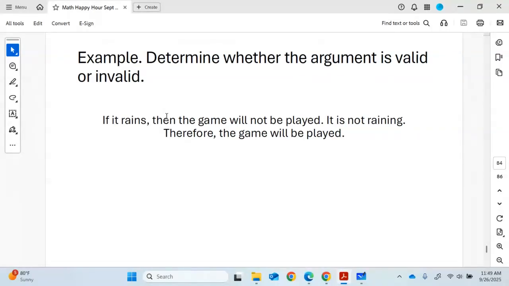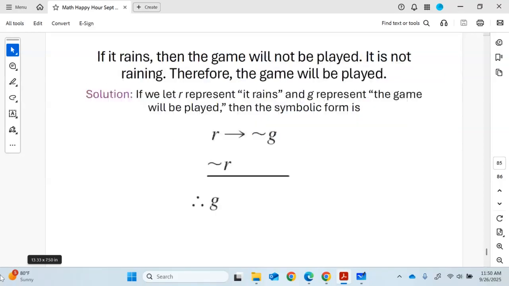The example again is to determine whether it is valid or invalid. The argument says: if it rains, then the game will not be played. It is not raining, therefore the game will be played. And we want to know the validity of the argument. As we read it, it kind of seems to make sense, but let's not be fooled. In order to check this, it's better to use logic. So let's put it in symbols.